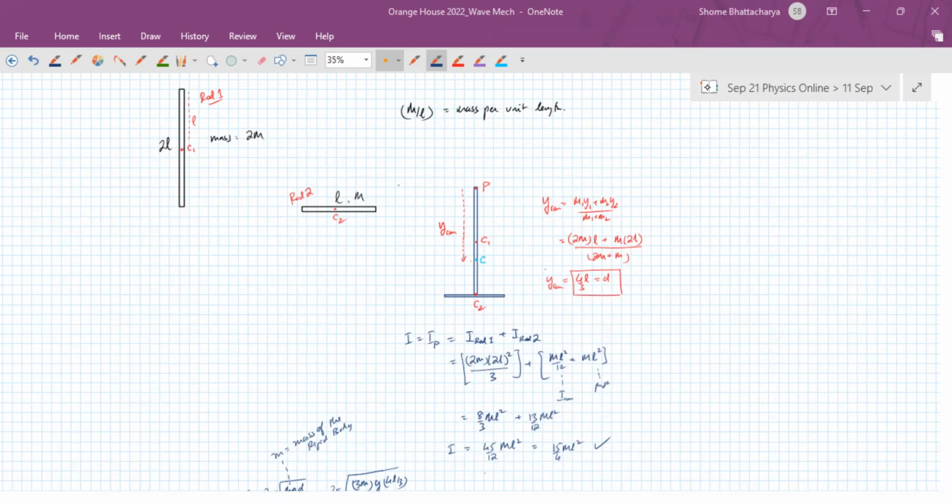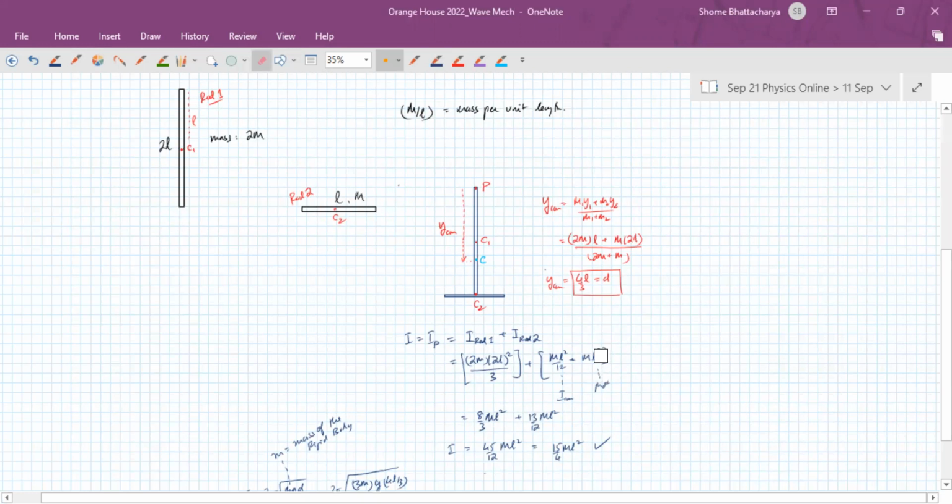Okay, so just go through the calculation carefully once. Oh, wait, there is one error here. This is not L, this is 2L. Wait, we'll have to make a correction here.